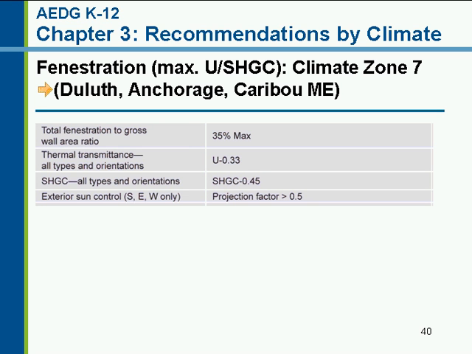And lastly, for climate zone 7, same maximum window area, 35% of the wall. Thermal transmittance now quite a bit lower here, 0.33 U factor. So the heat gain coefficient now is higher. Now it's up to 0.45. Same projection factor, 0.50.